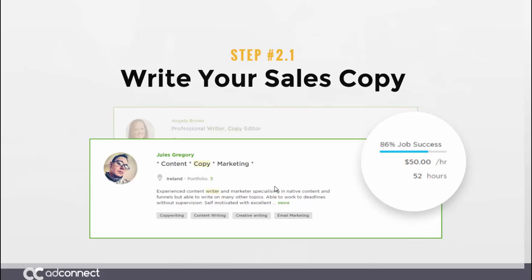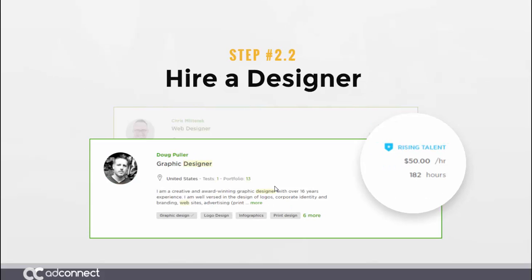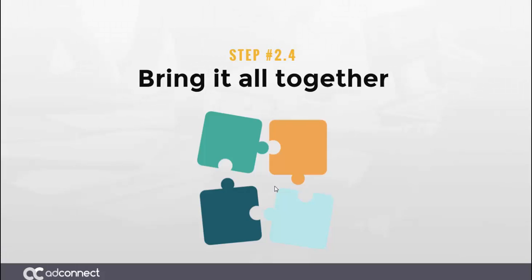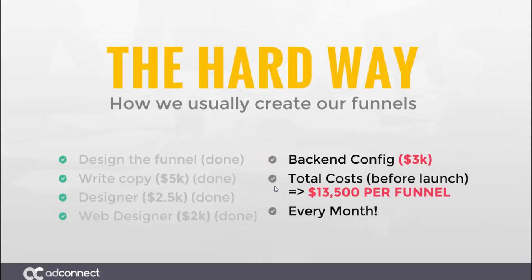Now, with a copy, you need to hire a copywriter. You can find a copywriter on Upwork, for example, or on JobRack. You can hire a designer. It's going to cost around $20 to $30 if they're based in Asia. You also need someone who's going to convert the PSD from the graphic designer and turn it into HTML. So all in all, it's going to cost you around $13,500 every launch or every product that you are going to sell yourself.